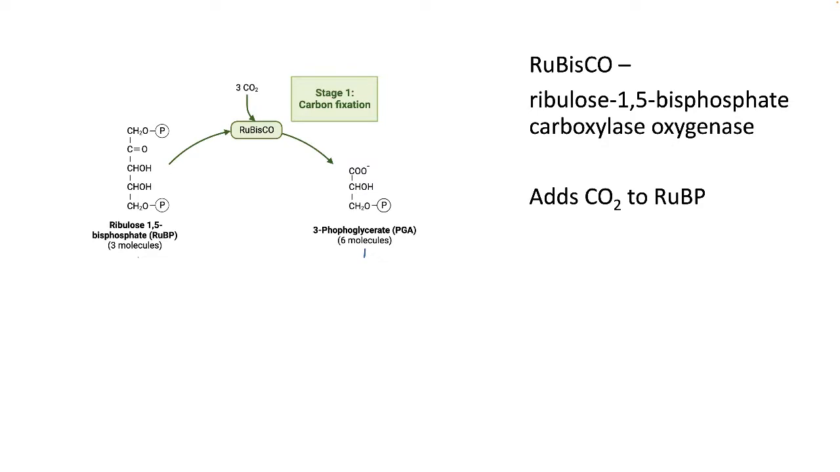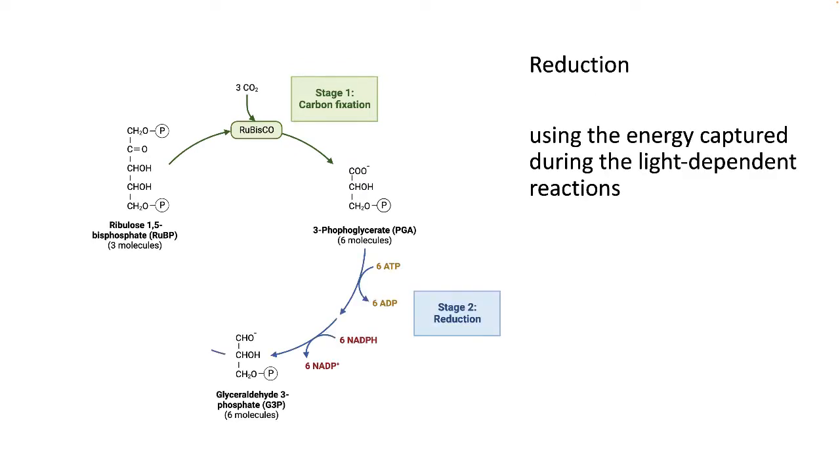This reaction produces a 6-carbon molecule because RuBP has 5 carbons and carbon dioxide has 1, but the 6-carbon molecule is immediately broken into 2 3-carbon molecules called 3-phosphoglycerate. Now we have the second stage of the Calvin cycle, which is reduction. 3-phosphoglycerate is reduced, meaning electrons are added. And these come from the molecules which were produced in the light-dependent reactions, ATP and NADPH. Once reduction is done, we're left with glyceraldehyde 3-phosphate.